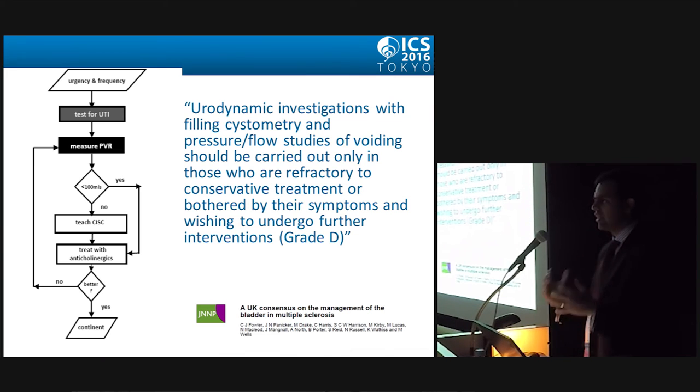So at various fora, this has been discussed and debated, and there clearly is no clear consensus. However, what has been recognized is this dichotomy, that there are patients with increased risk for upper tract change and patients with lower risk. So many of the guidelines and algorithms, especially the initial assessment of the neurological patient, have actually left out urodynamics, especially in patients who are deemed to have a low risk for upper tract damage. And MS guidelines in the UK, for example, the guidance is that these investigations should be carried out only in those who are refractory to conservative treatments, bothered by the symptoms, or wish to undergo further interventions. This is one example of guidelines.